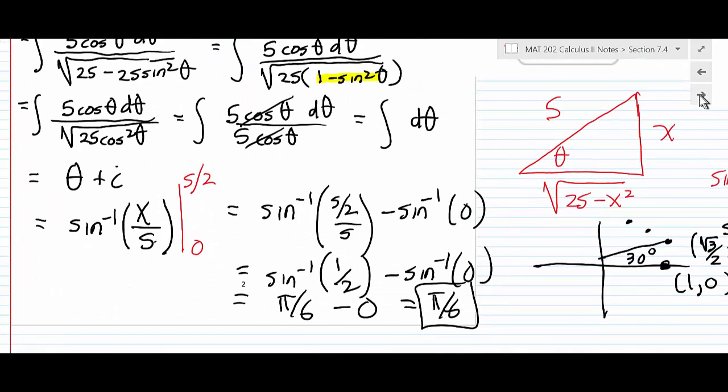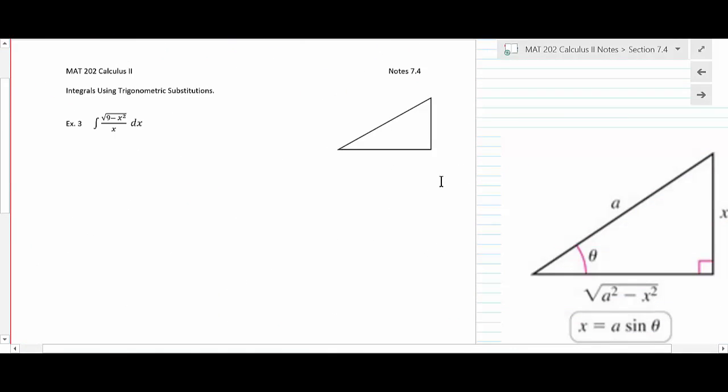Okay, so let's run through this next example here and see what we have on this one. This is another sine substitution.